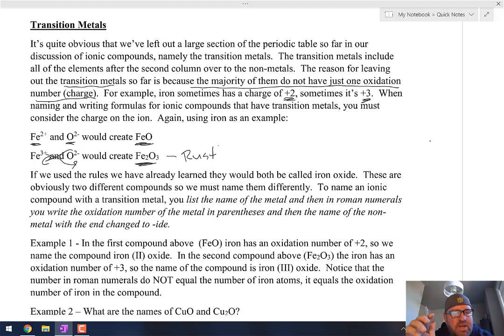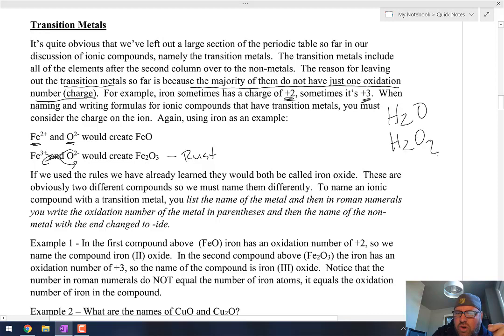The problem is if we use the same rules we learned before about naming them, this would be called iron oxide and this would be called iron oxide. But they are two different chemical formulas, yet they both have iron and oxygen. Well, it's kind of like the difference between H2O and H2O2. H2O is obviously water. H2O2 is hydrogen peroxide. And if you start drinking hydrogen peroxide instead of water, you're going to find out very quickly that one little oxygen difference makes a huge, huge difference. So we can't call both of these iron oxide.